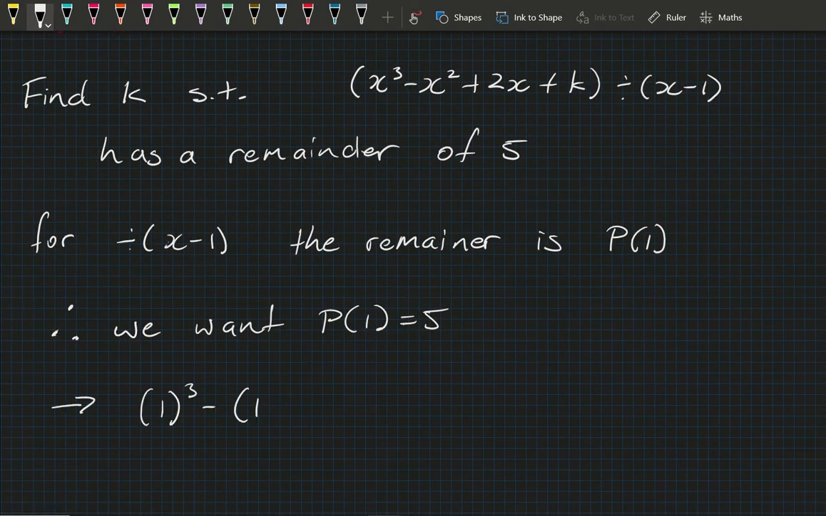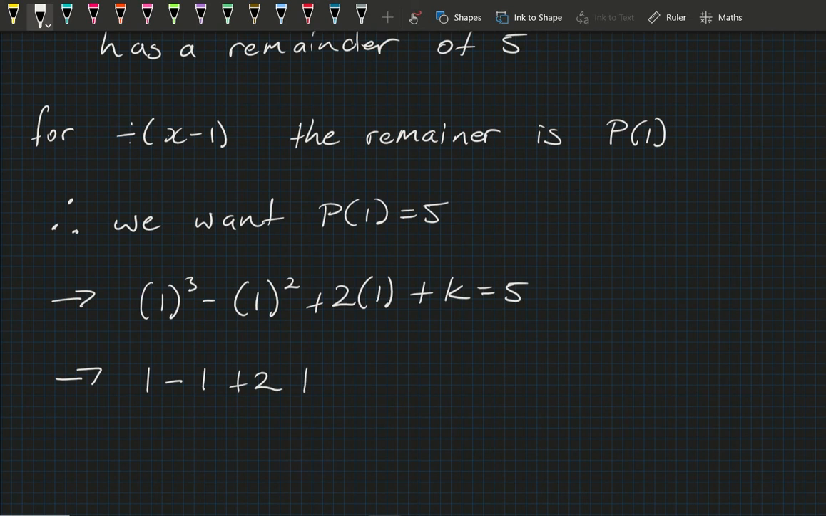So we can now sub 1 in for x. Alright, so we've still got the k there, and we've now got it equal to 5. So if we evaluate all those squares and cubes, well, it's just 1. So it's 1 minus 1 plus 2 plus k equals 5. And when you see a question that says find k, what they're really saying is solve for k.